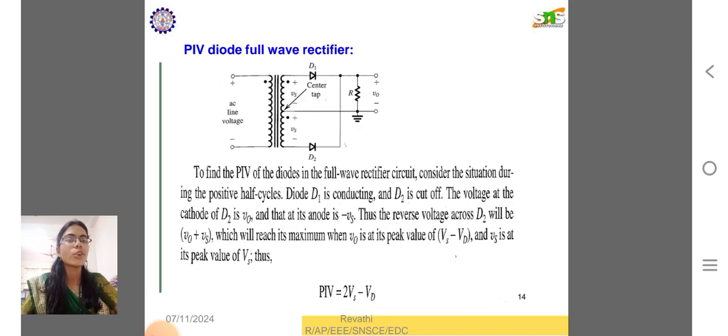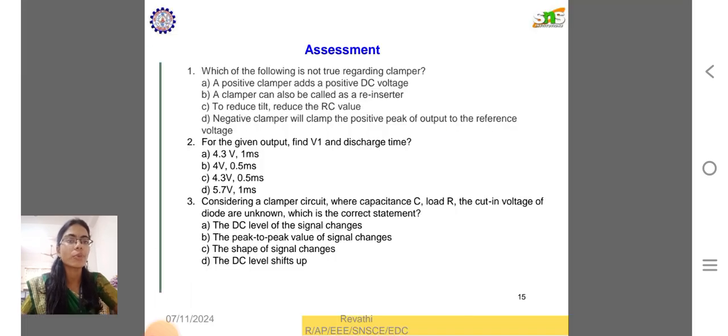In the full wave rectifier, D1 conducts and D2 is cut off, where in reverse bias D2 will remain at maximum when V naught is at peak value.